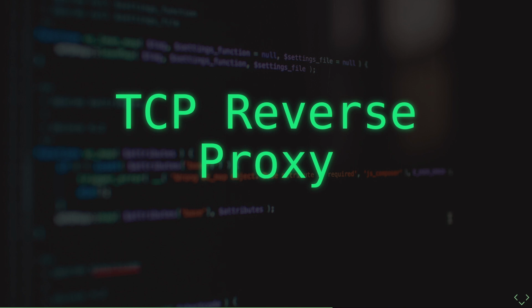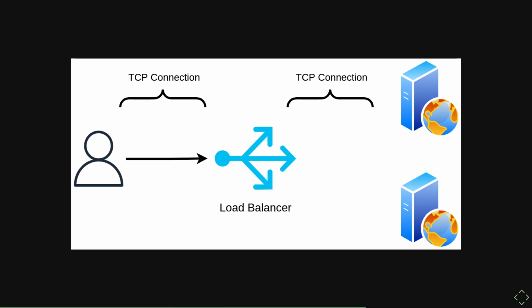But what if we move one layer down the stack and look at TCP-based reverse proxying and load balancing? So this is very similar to HTTP-based reverse proxying. The only difference is that our load balancer isn't acting at the HTTP layer, it's acting at the lower TCP layer, which can often be used for performance. Because the load balancer doesn't have to process as much of the packet, it can be more performant.